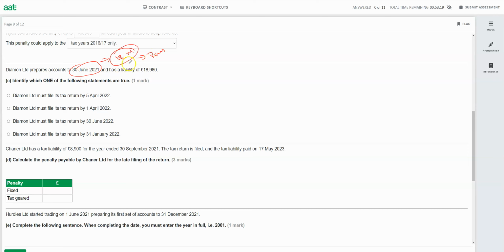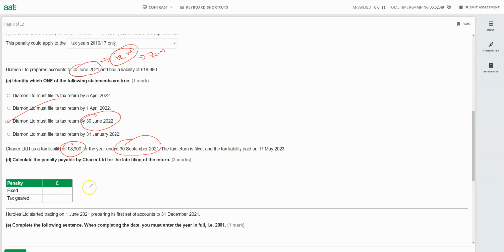Remember that it's not Companies House, it's HMRC. Return means HMRC. So the tax return we need to submit to HMRC within 12 months of the day my accounting period ended. So we can say that will be 30 June 22. That's very simple.